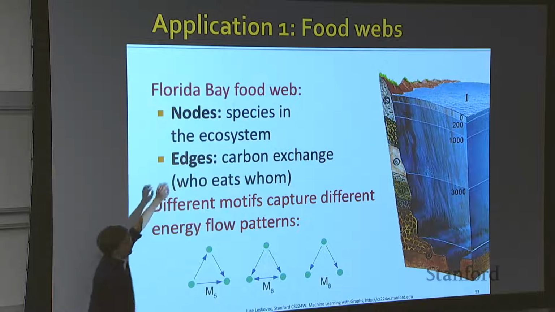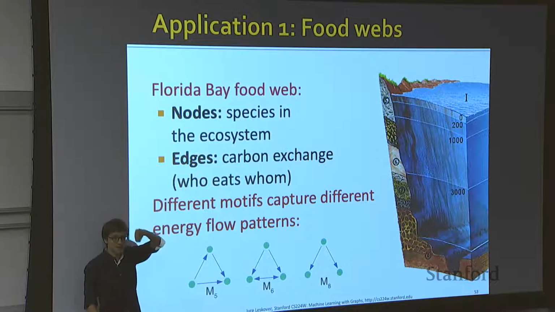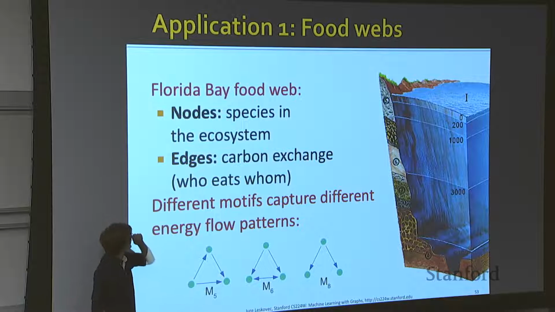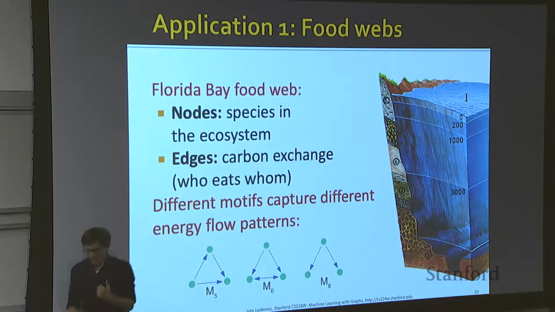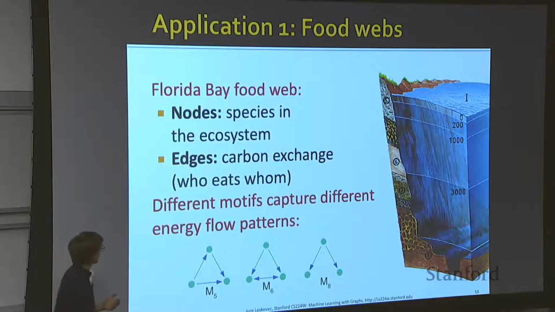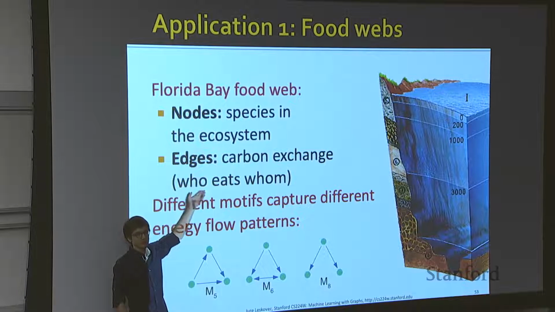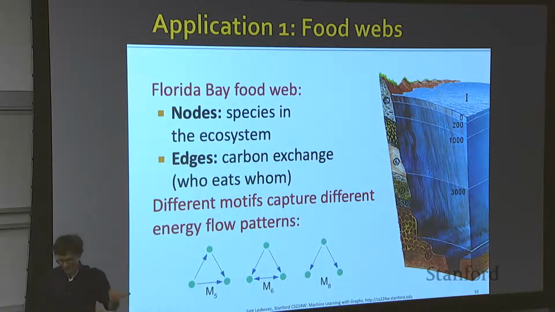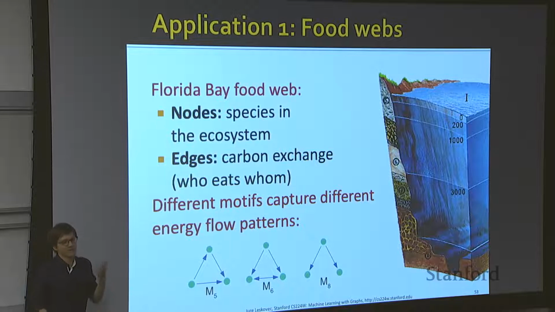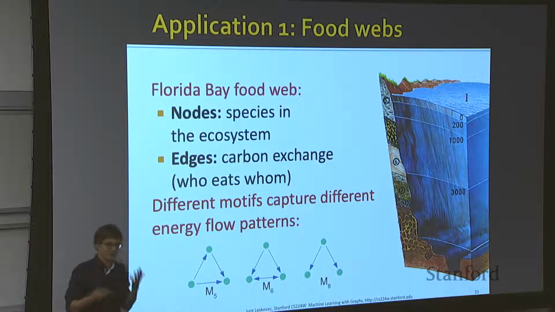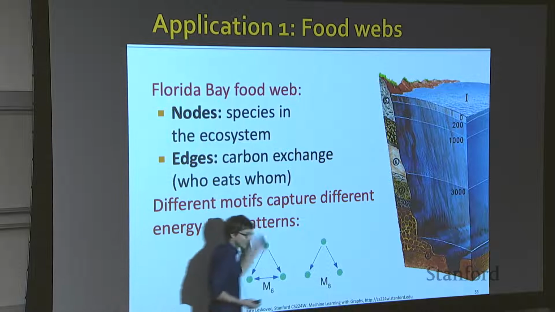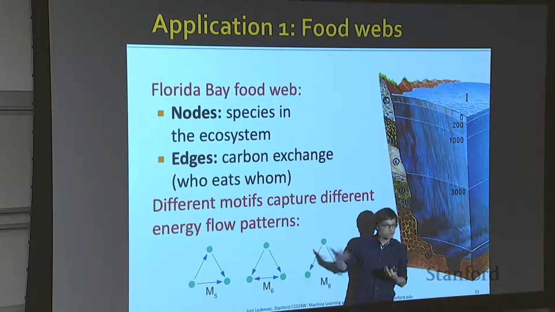Food webs are networks where nodes are species, animals, and edges are carbon exchange. And carbon exchange is a fancy way to say who's eating whom or who's preying on whom, right? If I would give you my carbon, that would mean you'd eat my flesh, essentially, right? But that's the point, right? It's about who's preying on whom.